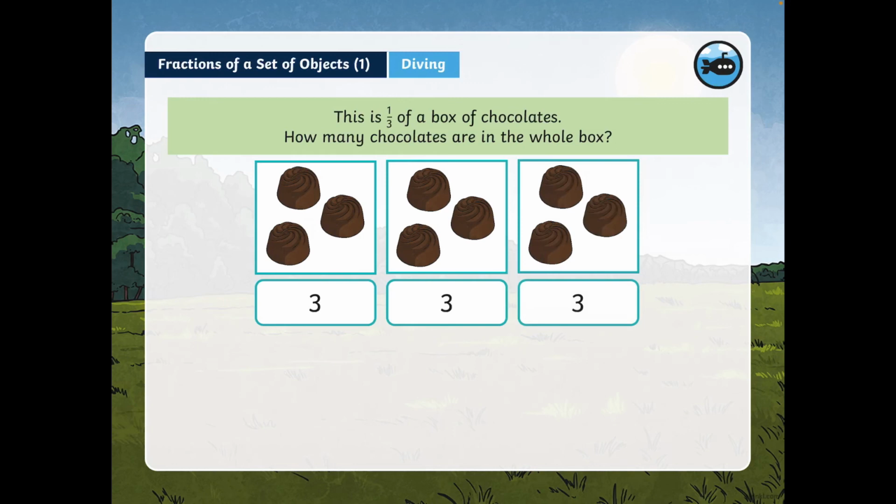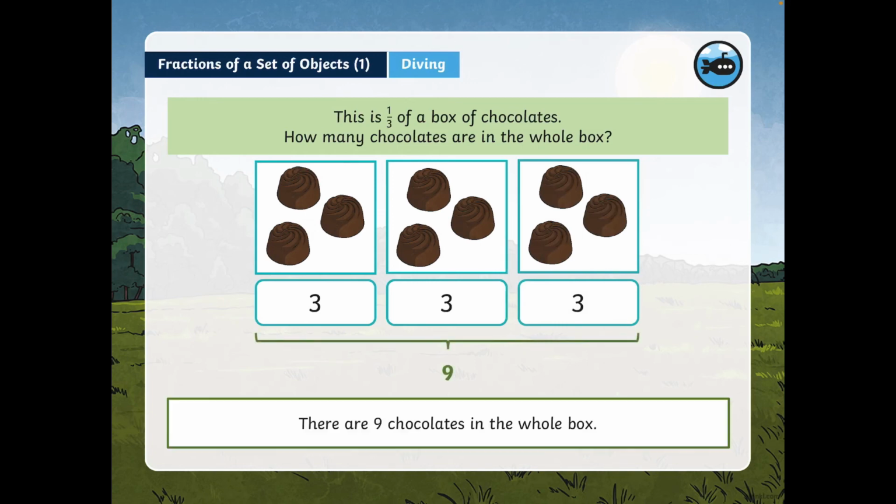Now all I need to do is add them up. 3 add 3 add 3. Well, I know that that is 9. Well done, Year 4. There are 9 chocolates in the whole box.